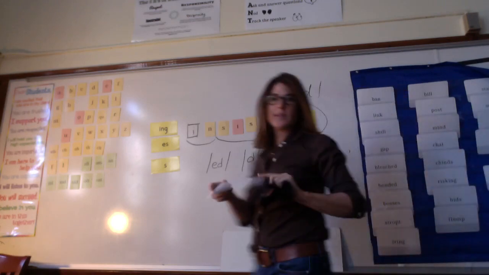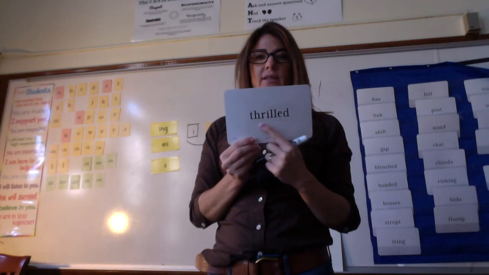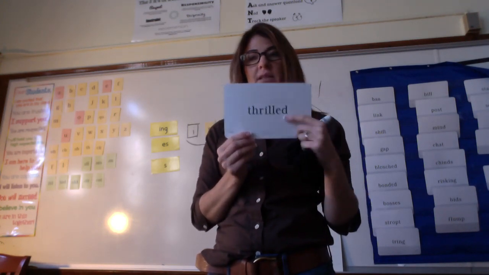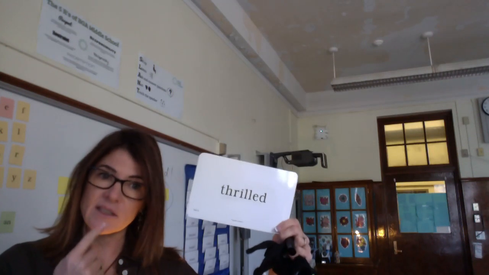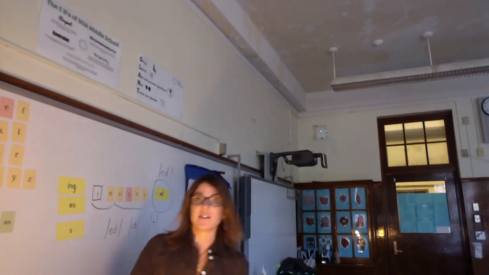Let's see if I have another one over here. Let's look at this word. So the base word for this is thrill, thrill. ED is the suffix. So it's thrill and then ED at the end, thrilled. When you say thrilled, you hear the D at the end. So that is an example of when it says the D sound.